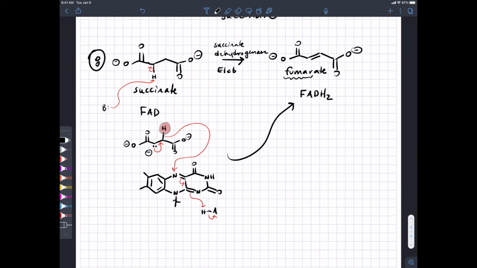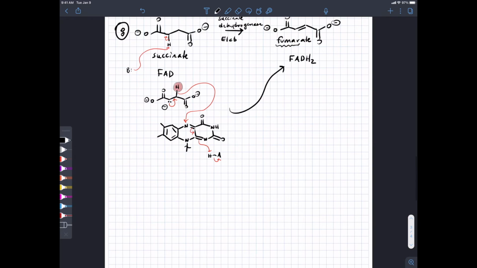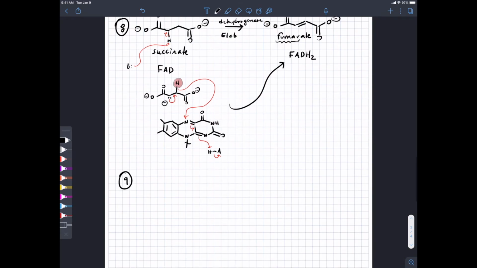Okay. Questions? So if you go back and look at your fatty acid beta oxidation, this is exactly the same mechanism as the oxidation step. That's exactly the same mechanism as one of the steps in fatty acid beta oxidation. And actually, the remaining two steps are going to follow along analogously. So you've got fumarate.